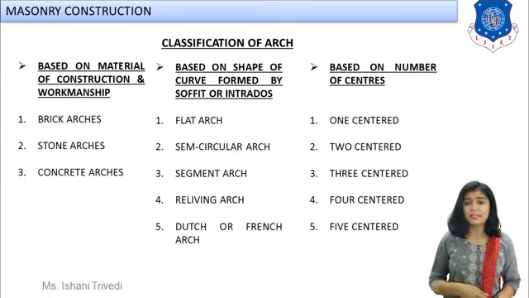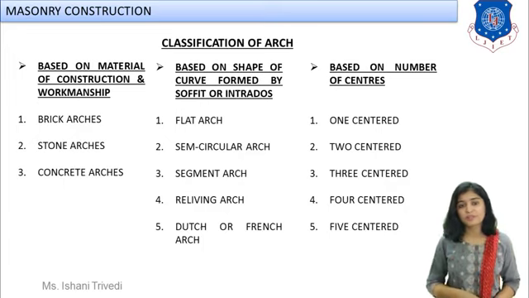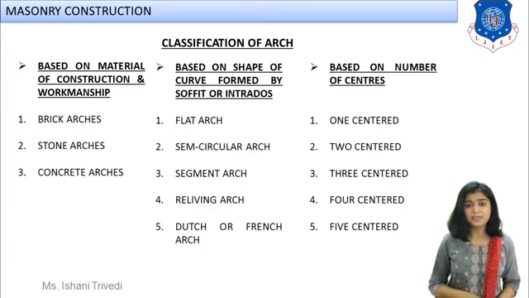Then we have classification based on the shape of the curve formed by the soffit or the intrados. Now you know what is intrados, that is the inner curving portion. You know what is soffit, that is the underneath side width of the arch. Now the classification will be based on the shape of the intrados. It can be flat arch, segmental, circular, or semicircular.